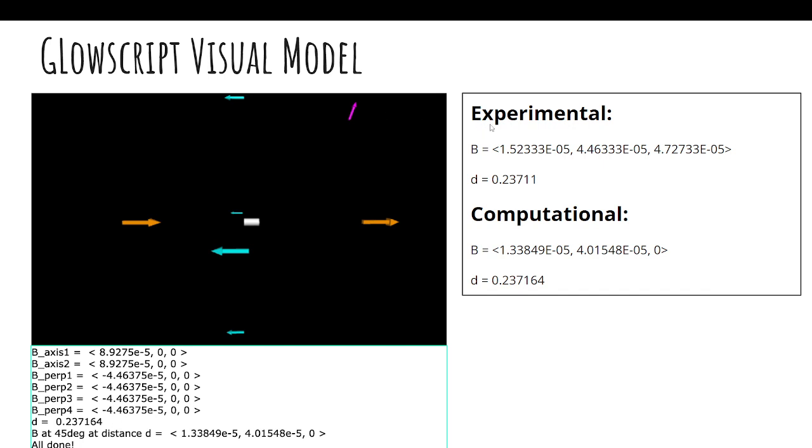When you compare my experimental and computational values, you can see that they are both very close. And the difference for this would be that the 45-degree one ignores the z value, and that any other discrepancies probably are due to human error.